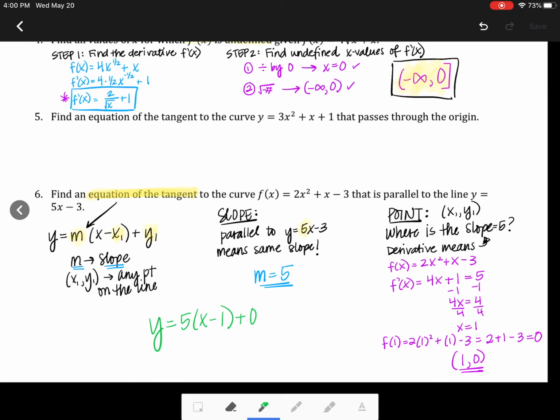So as we simplify that, we could leave it just like this: y equals 5 parentheses x minus 1. Or if you want it traditionally in slope-intercept form, you could also write it as y equals 5x minus 5. And a nice little double check for you: originally our only stipulation for that equation of the tangent line was that it was parallel to y equals 5x minus 3. Well, that line has a slope of 5. Our line has a slope of 5. That's just a nice quick check to make sure that you have done what it asked for.